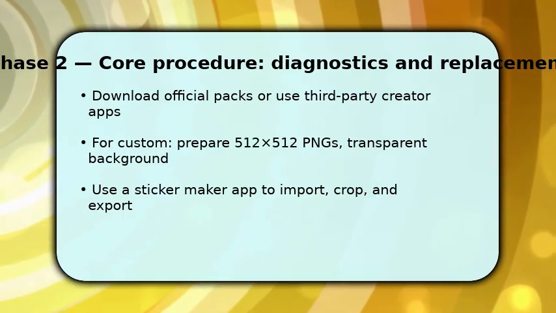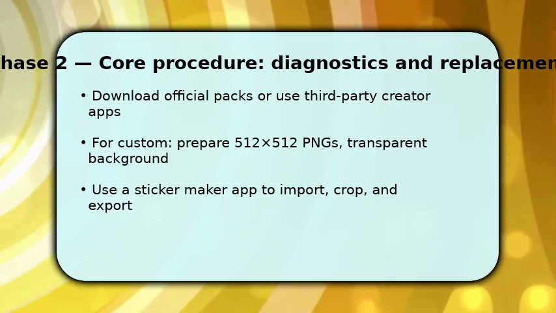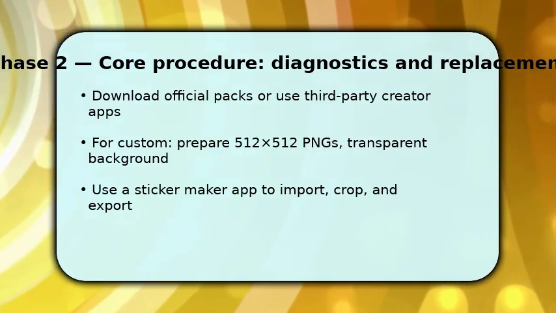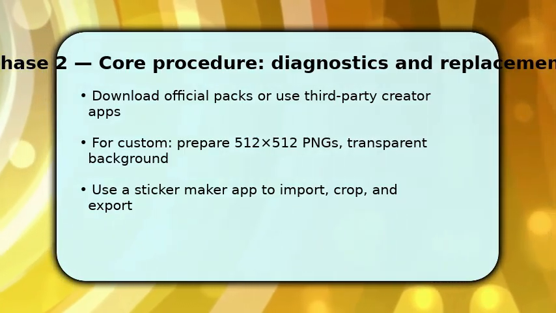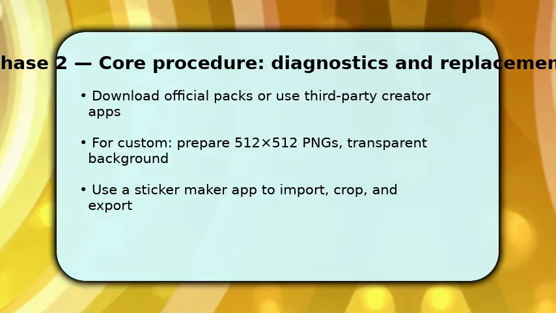For custom stickers, you need 512 x 512 PNGs with transparent backgrounds. This ensures clean edges and correct scaling. Use a Sticker Maker app to import images, crop or trace, then export as a pack formatted for WhatsApp.